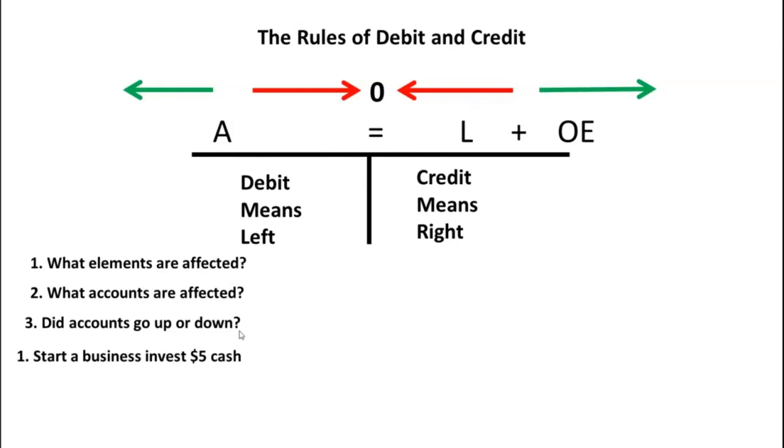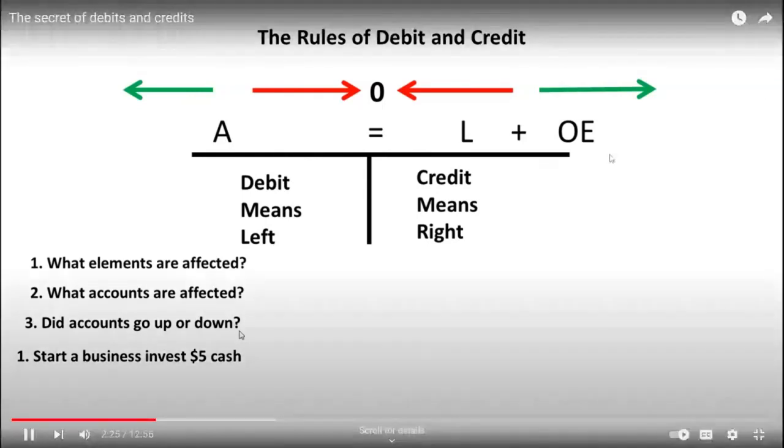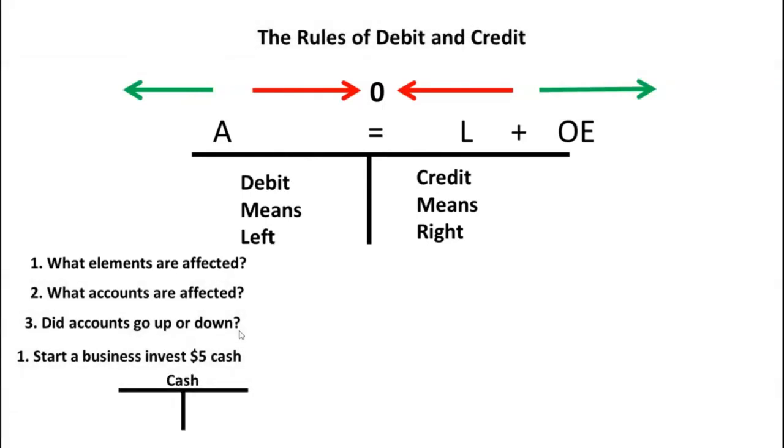Now, let's suppose we start a business and we invest $5 cash. Here's the way you should record that. You would start with a cash account, which is going to be, we're going to have the element assets will be affected, and the account is cash, and cash is going to go up. And so if cash is going to go up, it's going to go away from the 0 sign, or it's going to go to the left. And the capital account is the other part of this transaction, and it's going to also increase. So cash is going to go up, and so is capital, and they're going to go up by $5.